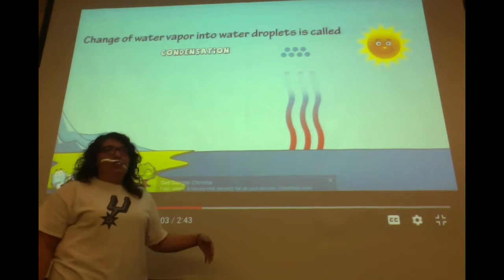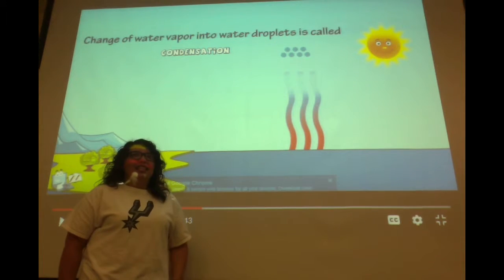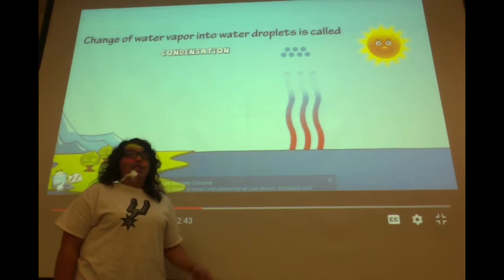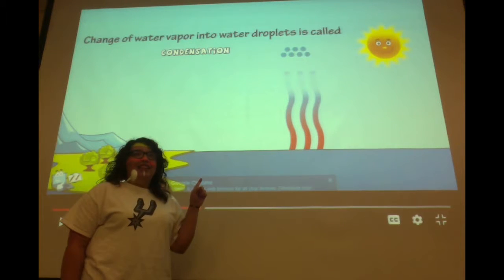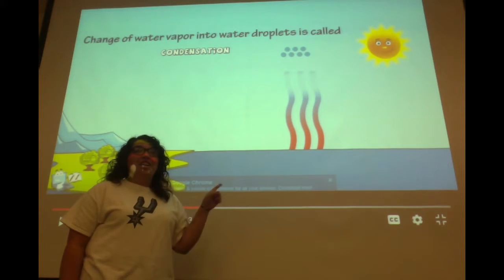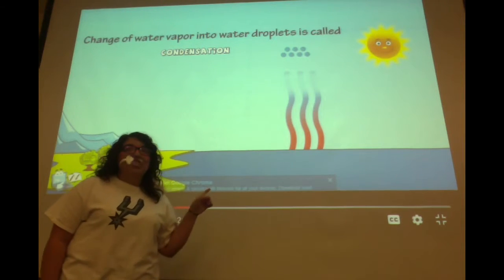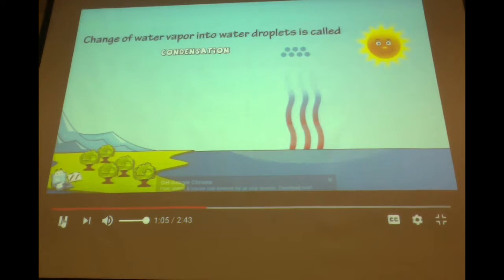Okay, did we notice another vocabulary word that we saw in the previous slide? Yes. What word did you notice? Condensation. Do you remember what it means? Yes, it's the water. It changes and then it goes up on top. Good job. And then it falls down like rain. Okay, let's continue watching and see what else we find. And it's the opposite of evaporation.